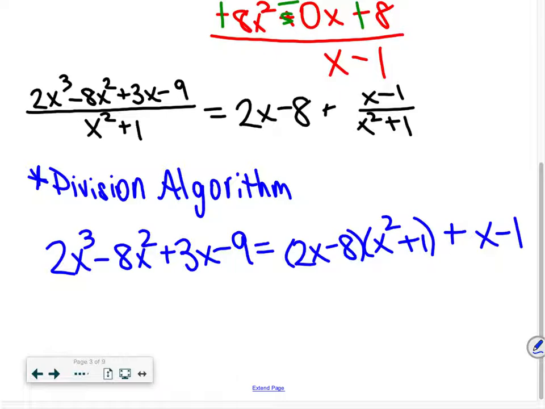We don't need to simplify it. Leave it like this, because I can see that our function is being written in terms of the quotient, divisor, and remainder. Okay? Essentially, we can see all three of those things at once.